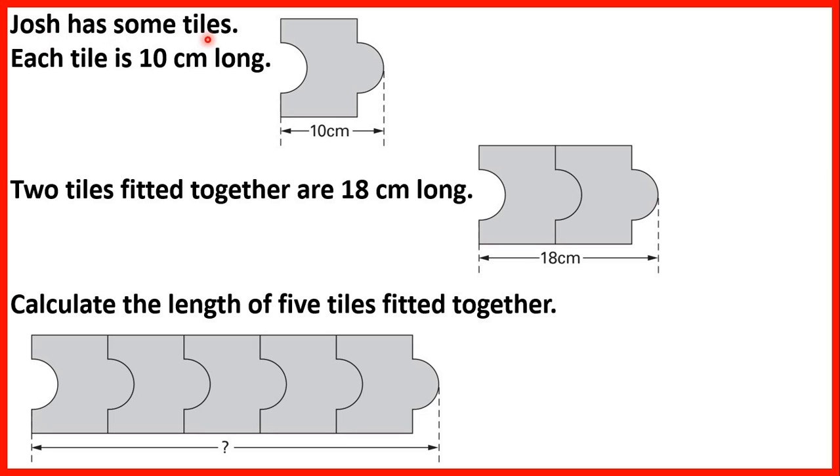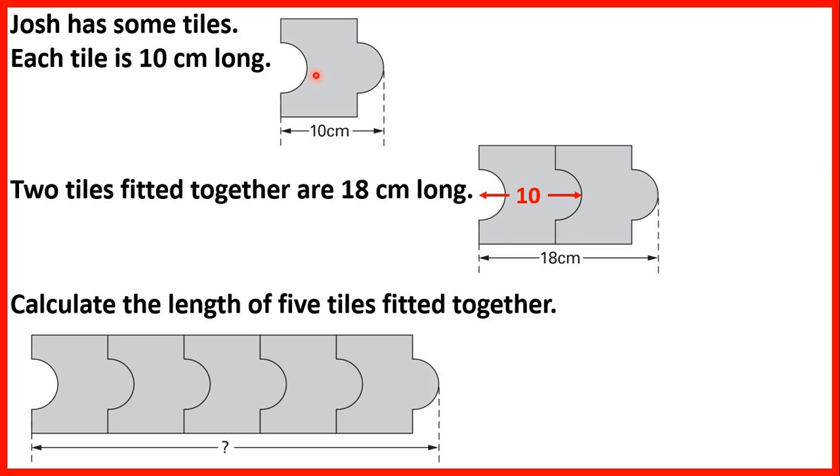Josh has some tiles. Each tile is 10 centimeters long. 2 tiles fitted together are 18 centimeters long. Calculate the length of 5 tiles fitted together.